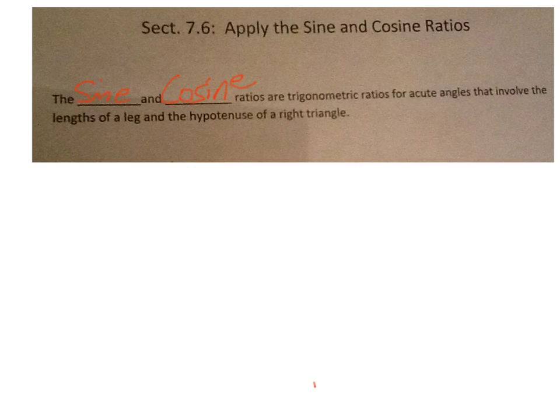Very, very similar to tangent. The only thing that changes is the different parts of the right triangle that we use. In tangent, we took the opposite over the adjacent legs. Sine and cosine are different. We're going to use the hypotenuse for sine and cosine. That's why they're kind of lumped together here. So let's move right into what exactly is the sine and what exactly is the cosine ratio.